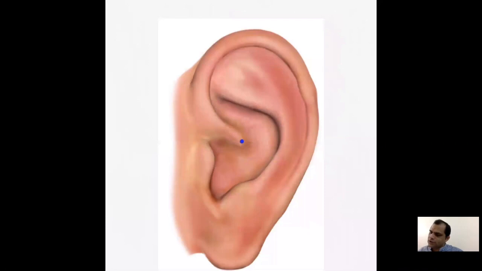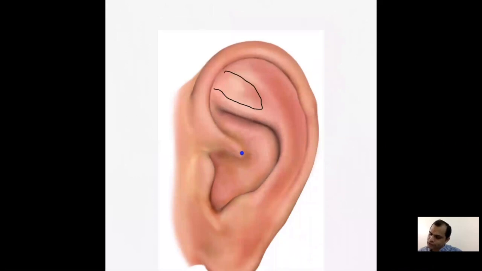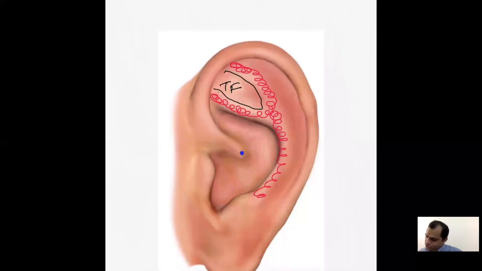We are talking about the fossa or pit, and we know this is the triangular fossa and this is the antihelix. So mistake number one: we are crossing the triangular fossa and putting the point in the antihelix. This is mistake number one.